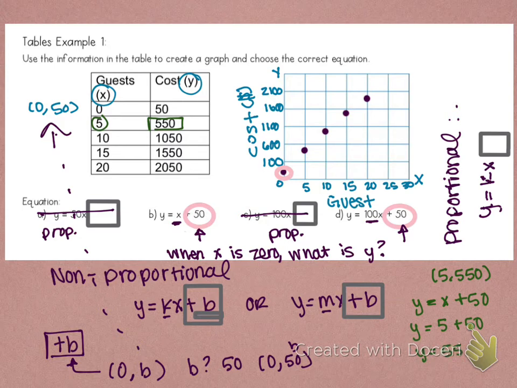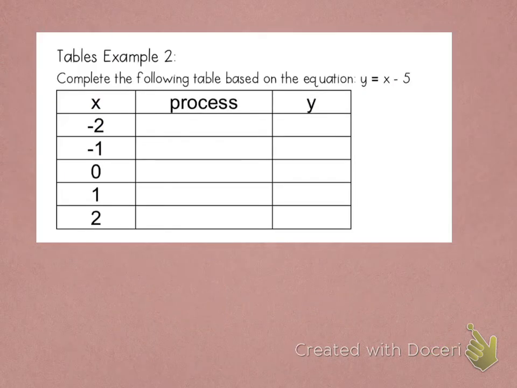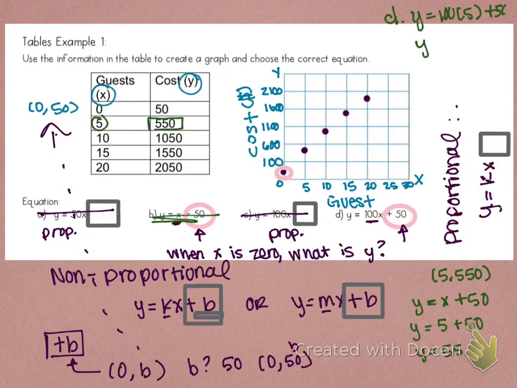So is that our equation? Nope. So let's try the next one. So this is D. y equals 100 times 5, plus 50. So y equals 100 times 5 is 500 plus 50. y equals 550. Yay, that's our answer.